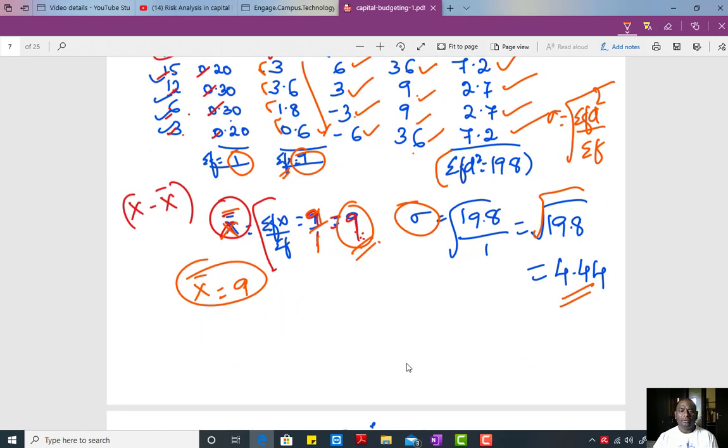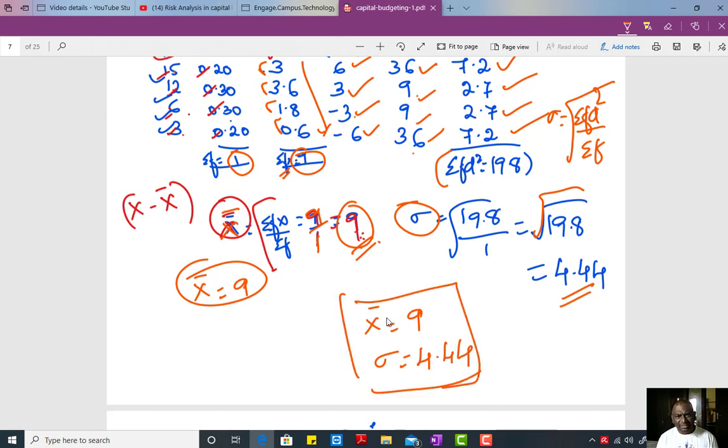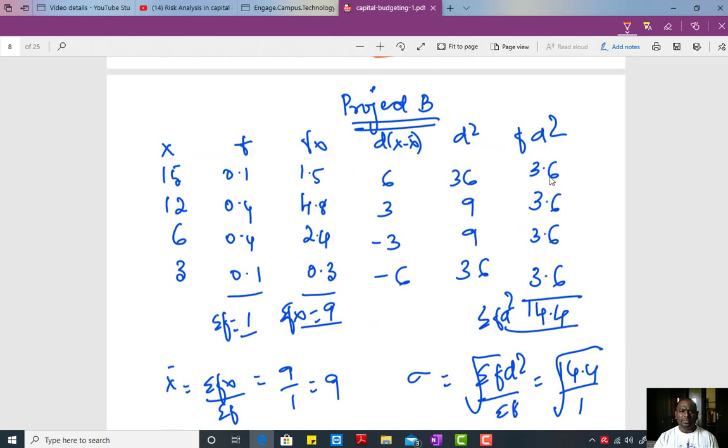Now what do we have? We got mean is equal to 9. We got standard deviation is equal to 4.44. That's all. So simple, this problem. Okay, you will easily get either 15 marks or 10 marks. Easy. Okay, project B, repeat the same thing.